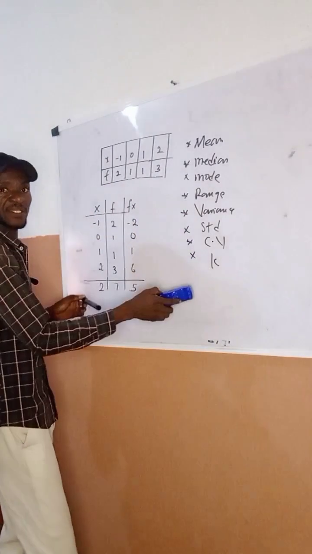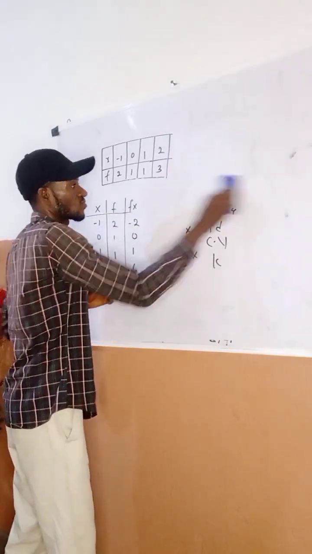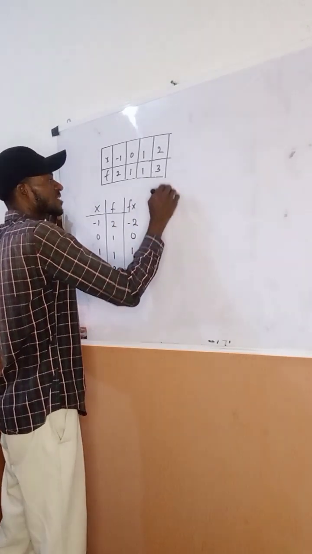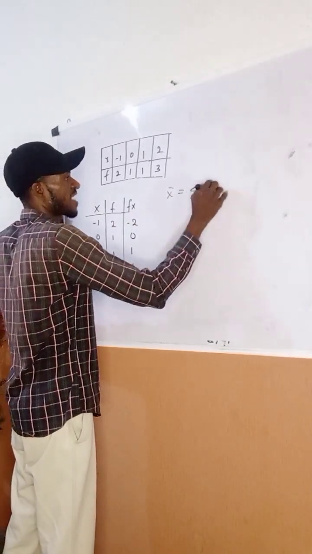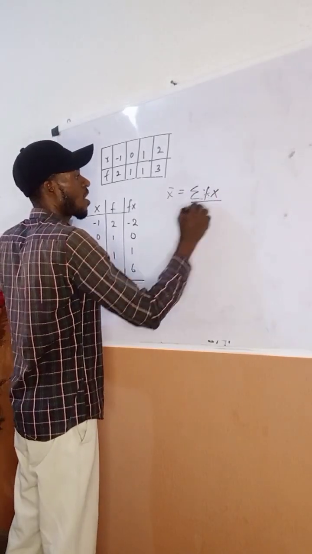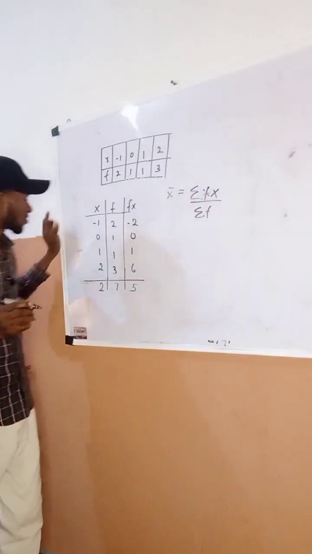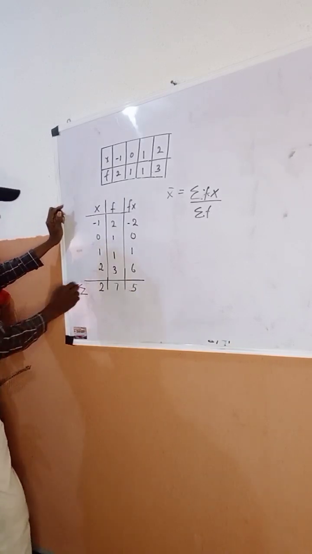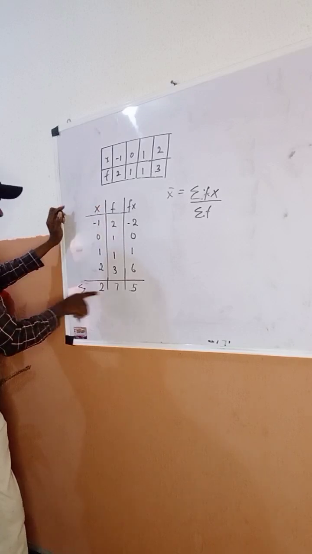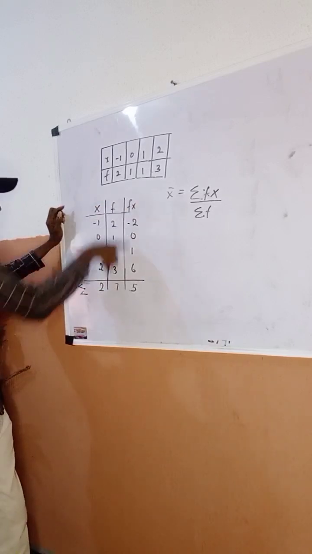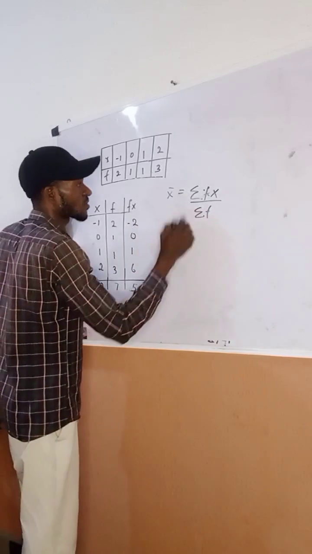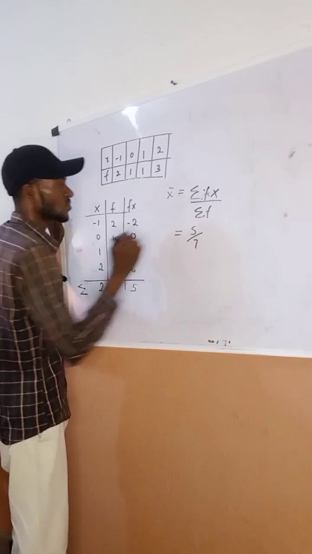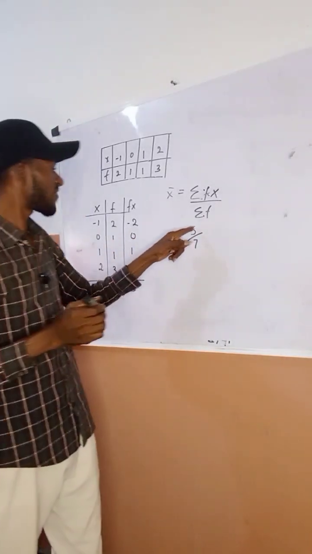Then permit me to clean here. So I'll clean this place. So we are talking about our mean. Our mean is going to be x bar equals summation of fx over summation of f. Summation of fx is this, which I have here. I put summation here, talking about summation of x, 2. Summation of f, 7. Summation of fx is 5. So this equals summation of fx, which is 5, over summation of f, which is 7. So my mean is 5 over 7.